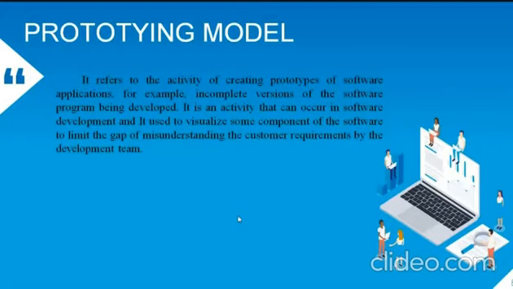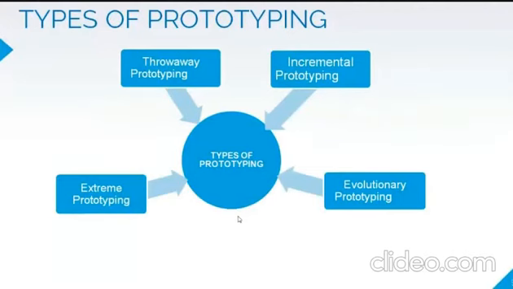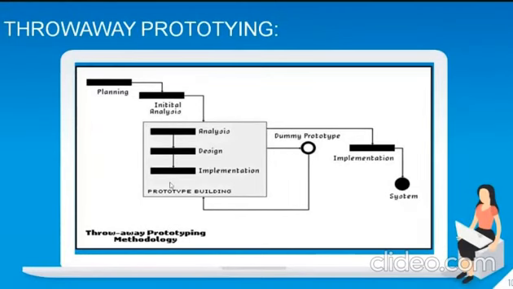So basically, there are several different types of prototypes: throwaway prototyping, incremental prototyping, extreme prototyping, and evolutionary prototyping. First, we will look at throwaway prototyping. As the name indicates, it is a throwaway prototype. What do we do here? First we plan. After initial analysis and requirement gathering, we try to build a prototype. We perform analysis and design, implement that, build a prototype, and show it to the customer, the client.